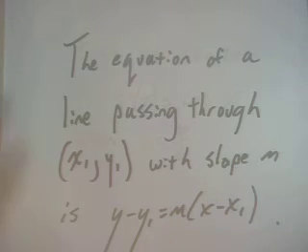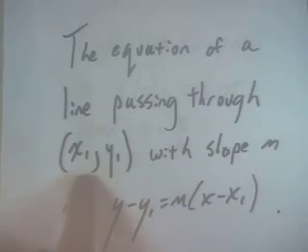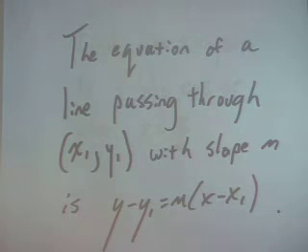We should remember that the equation of a line passing through some point (x1, y1) with slope m is y minus y1 equals m times the quantity x minus x1. This is sometimes called the point-slope formula of a line. You can get it straight off the definition of slope, but we're going to use that formula. We're going to recall that formula in order to help us get the equation of a tangent line.